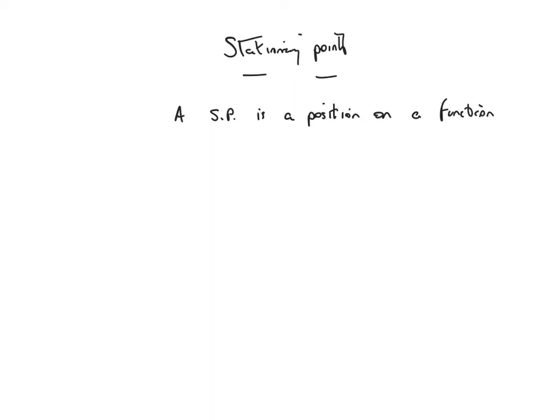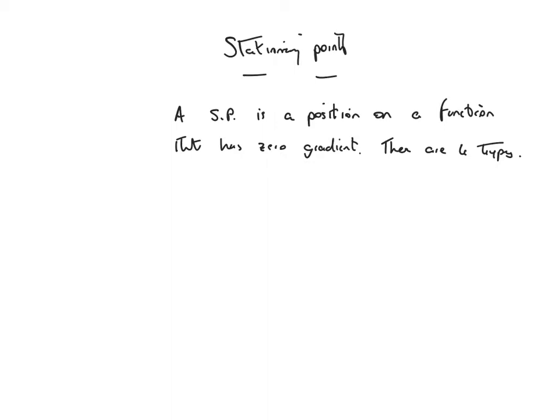Okay, we're going to move on to something called stationary points. So that's stationary, not stationery. Stationary meaning something's not moving. Okay, so what's a stationary point? A stationary point is a position on a function that has zero gradient. There are four types.